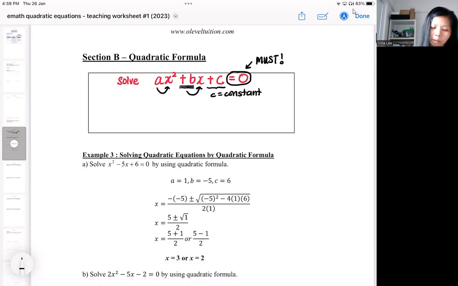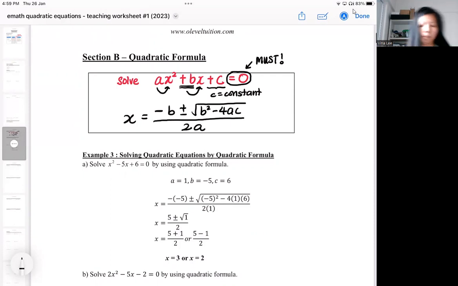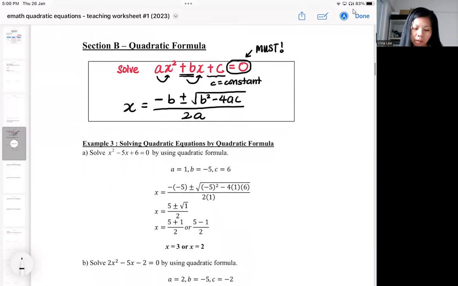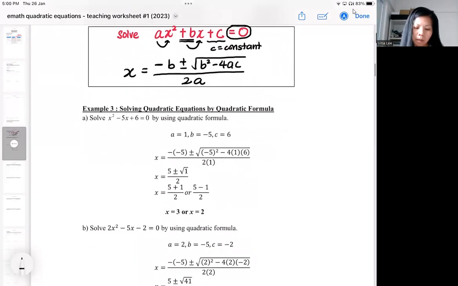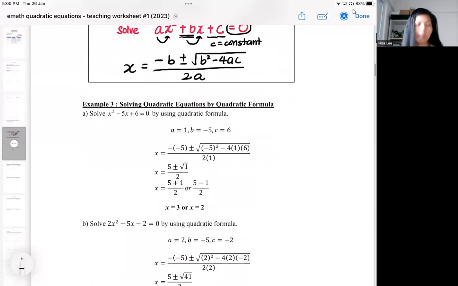So the formula is very huge. It will be negative B plus minus the square root of B squared minus 4AC, over 2A. To execute this formula accurately, your A, B, C must be correct first. You insert and just technically punch the calculator. So I'm going to show you using two examples, questions 3A and 3B.